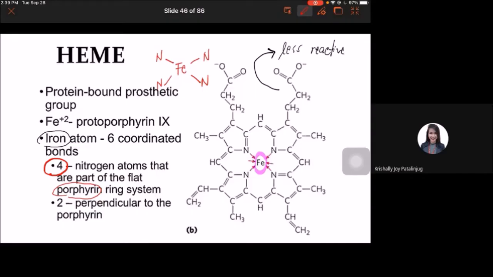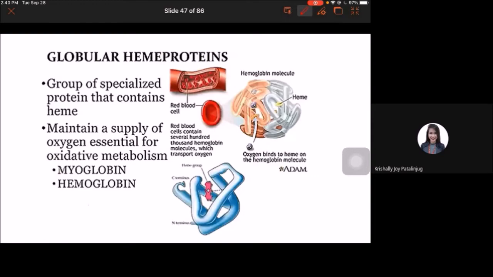Sequestering the iron. And then, yung remaining 2 nga coordinated bonds surrounding the iron, you will find out that later. But somehow, you already have an idea ano yung isa. Ano yung isa? Para saan pala dyan si iron ulit? To have a reversible binding with what molecule? With oxygen. So, alam niyo na yung isang naka-perpendicular bonding or coordinated bonding with iron. And yung isa, malalaman natin later. So, for now, just know that it has 6 coordinated bonds, 4 dyan, nitrogen atoms mula sa porphyrin ring. 2 dyan will be discussed later. Alright?